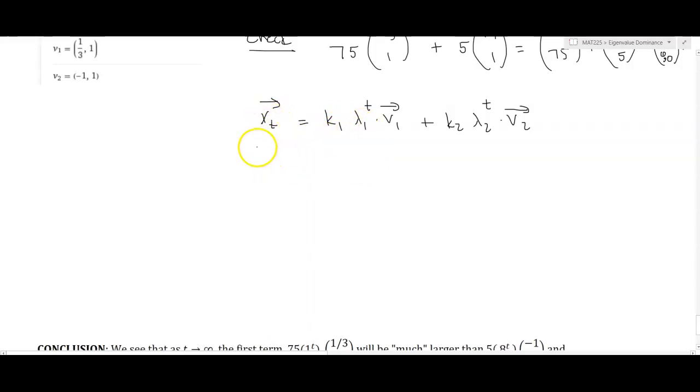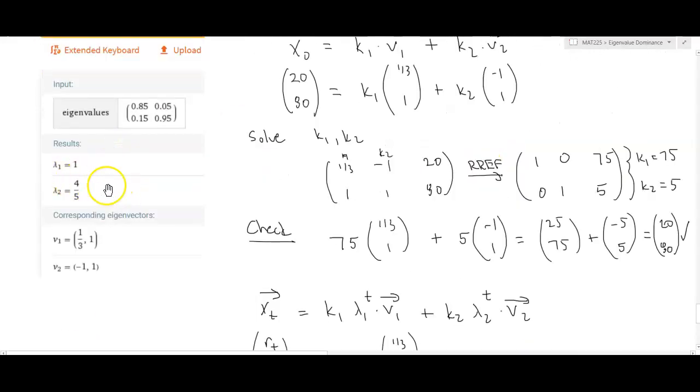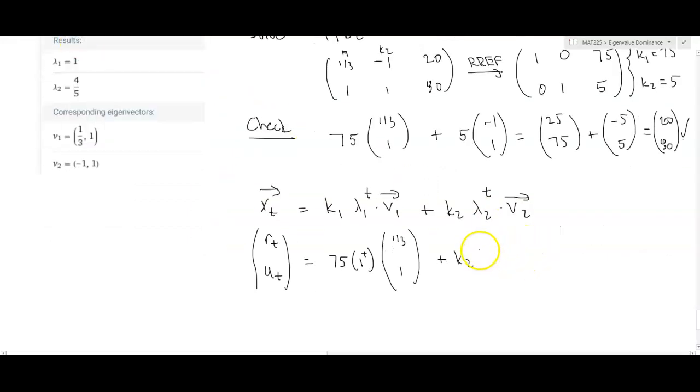And so now I'm just going to plug in what I know. So I know x sub t contains my two states, r at time t, and the number of people in the urban environment at time t. k1 is 75, lambda 1 is 1, so we have 1 to the t power, times v1, which is the 1/3, 1 vector, plus k2, lambda 2 to the t. Now lambda 2 is 4/5, which we'll write as 0.8. 0.8 to the t power, times v2, and v2 is -1, 1. So already one of the things to notice is that as t approaches infinity, if you take a decimal to a really large power, this term is going to approach 0 as t approaches infinity.